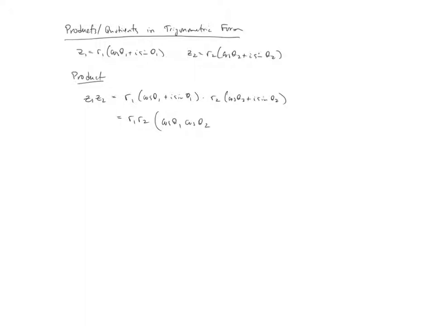And then I'm going to multiply the last part, this part here and this part here. Now notice when I do that, I'm going to get an i squared sine theta 1 sine theta 2. But I know the i squared is going to be a negative 1. So that's going to be a negative sine theta 1 sine theta 2.